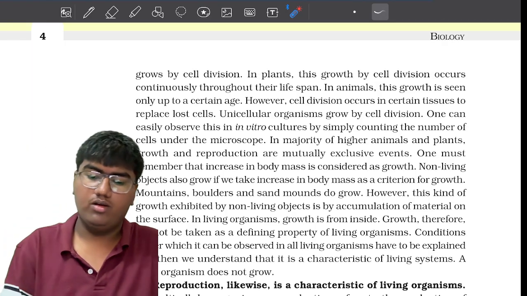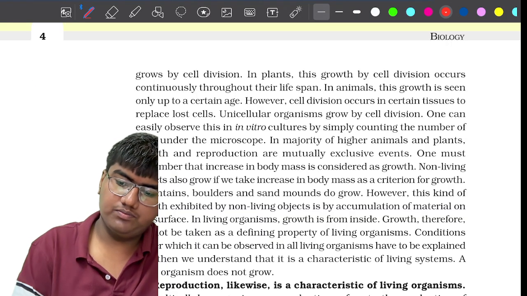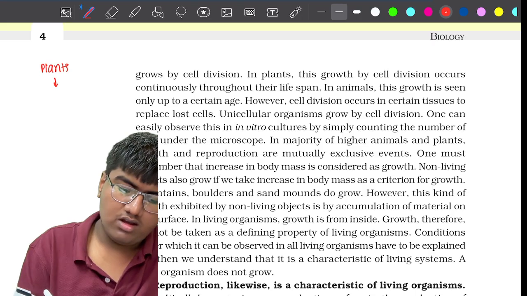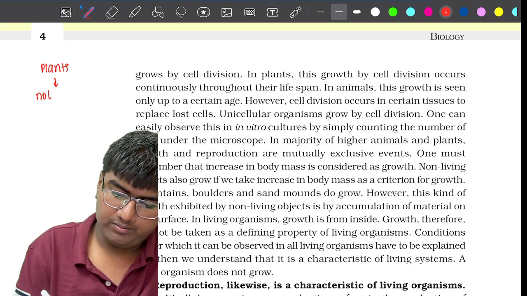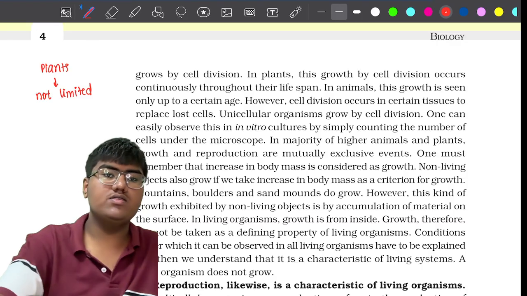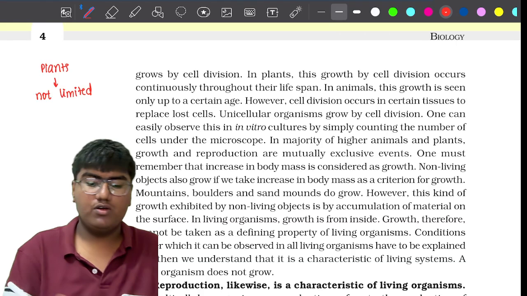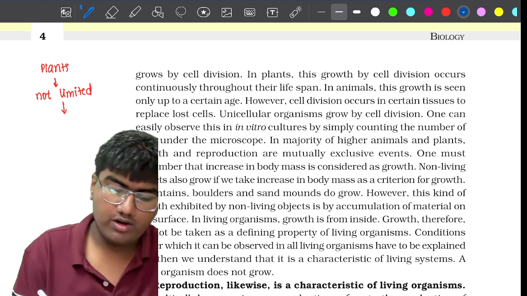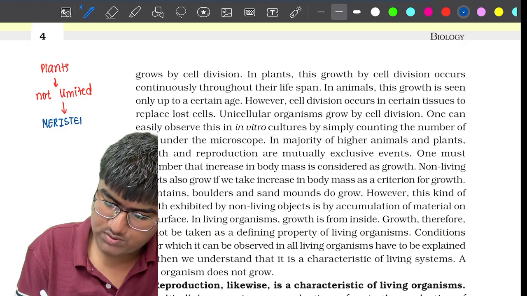So in plants, why is it vice versa? Because in plants, growth is not limited to a certain age. Why is it not limited? Because you have a type of tissue that is called meristematic tissue.